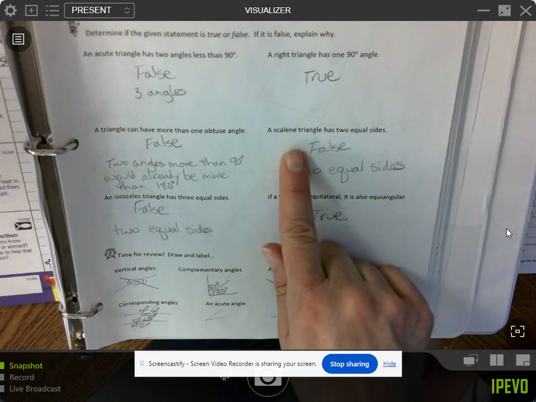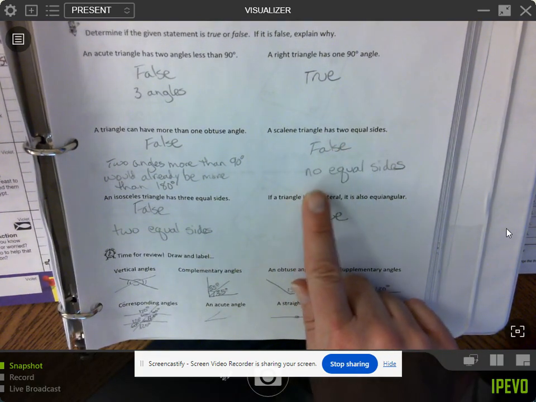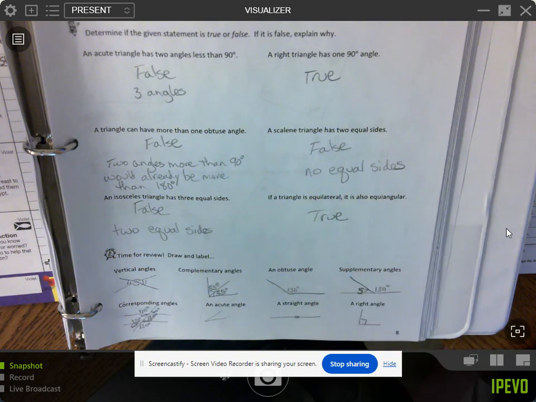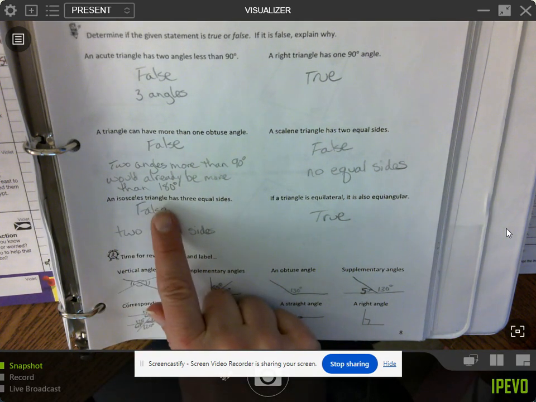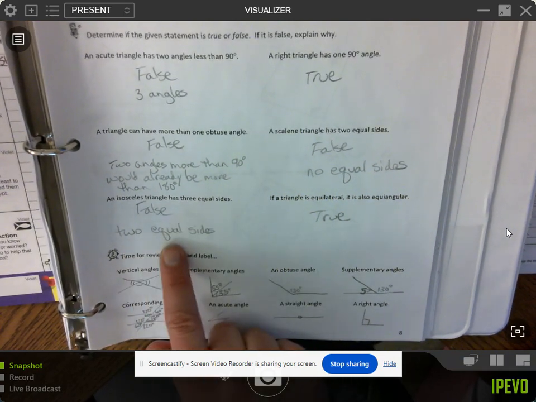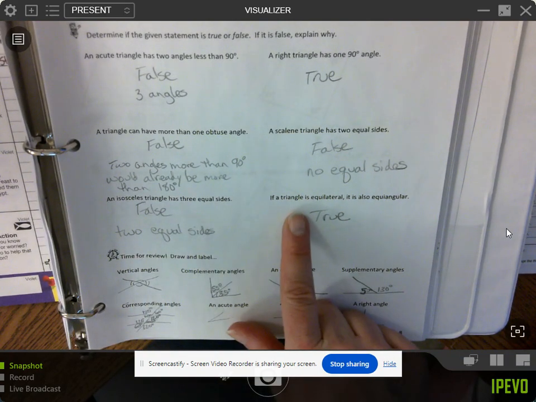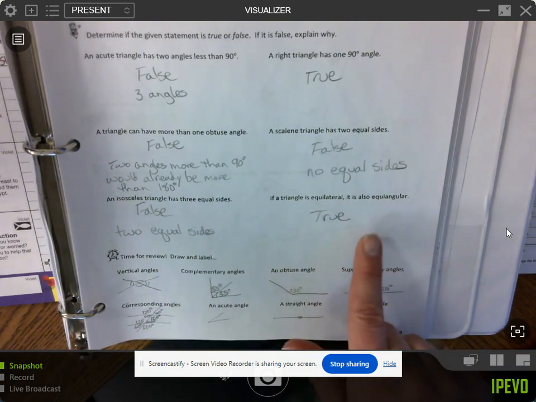And a scalene triangle has two equal sides. That's false. They have no equal sides in a scalene triangle. Any questions on those? Oh, we've got two more. Sorry. An isosceles triangle has 3 equal sides. That is false. Only 2 sides are equal. And if a triangle is equilateral, it is also equiangular.